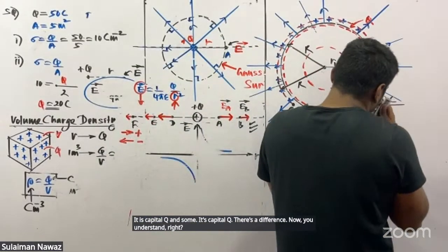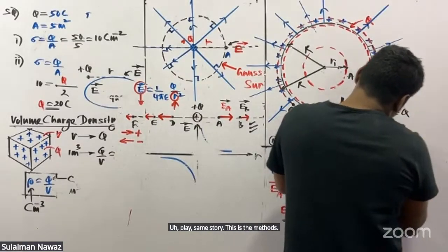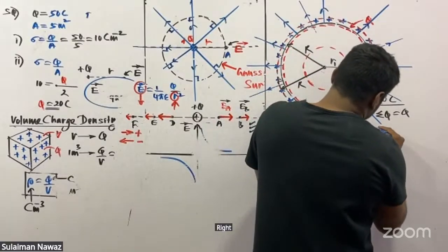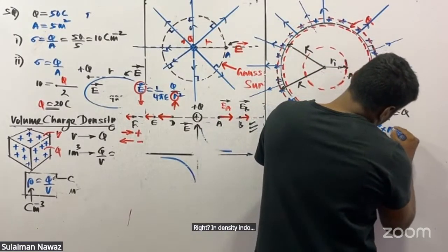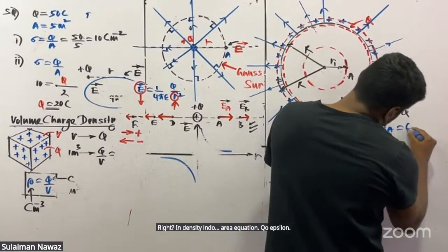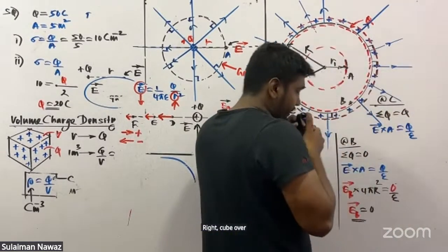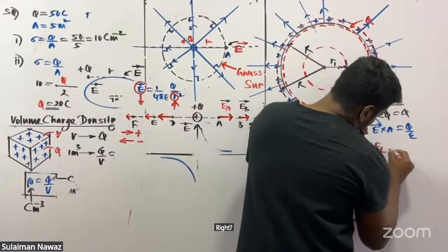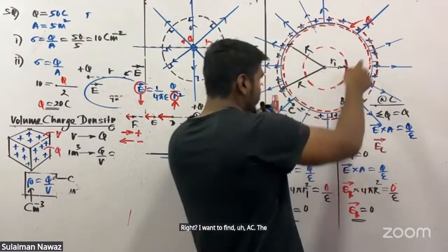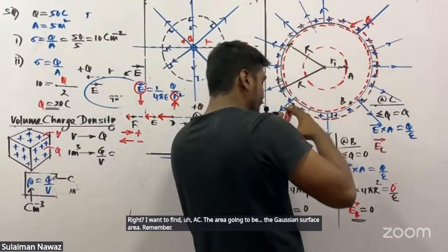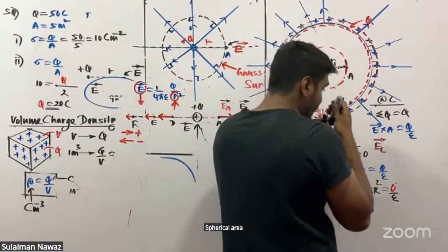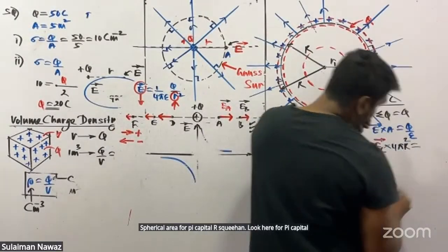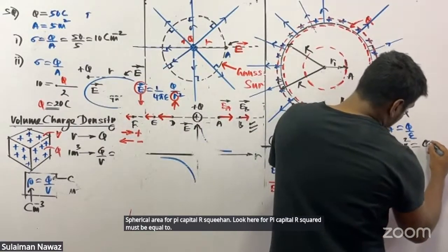Now apply the same story. This is the method. Intensity into area equals Q over epsilon. I want to find the intensity at point capital C, EC. The area is the Gaussian surface area. Remember, area means Gaussian surface area. Spherical area, 4 pi capital R squared, must be equal to the total charge Q over epsilon.